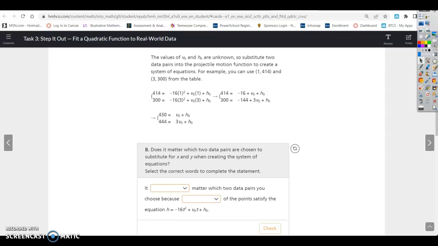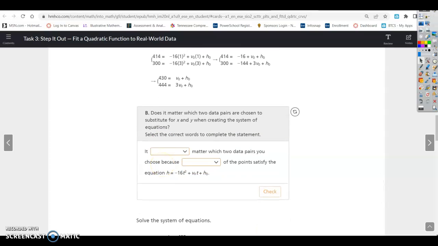All right, so it says the values of V sub O and H sub O are unknown, so substitute 2 data points into the projectile motion function to create a system of equations. For example, you can use 1 and 414 and 3 and 300 from the table. All right, so all they're doing is substituting your X and your Y into the equation, and then substitute your X and Y into the same equation again. This creates a system of equations. Remember, a system just means 2 or more. We did that in a previous unit, and you can solve for the values that you need using that.